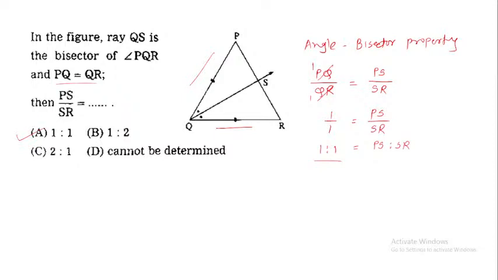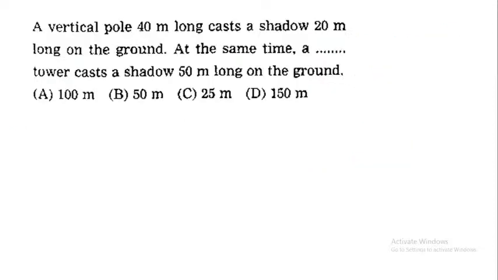Okay. So this is the question based on angle bisector property. Now let's have the next question. Now what problem is there?